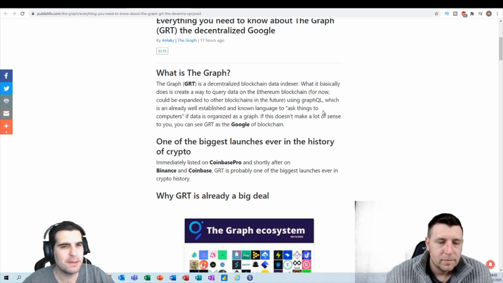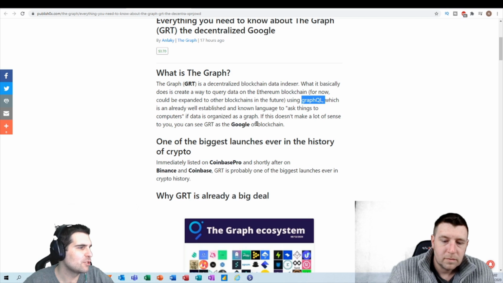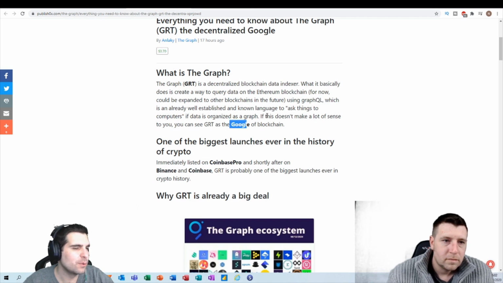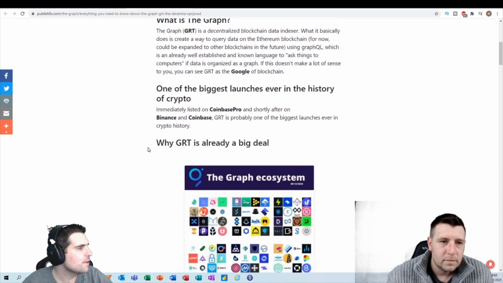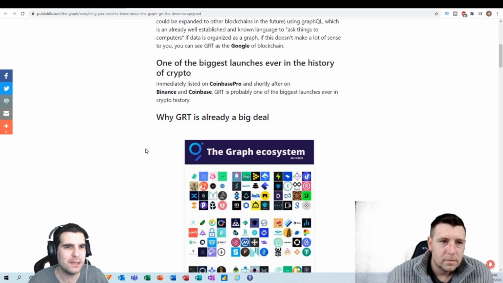Now, if that doesn't make a lot of sense to you, just think of it as basically the Google of blockchain. It is querying a blockchain in the same way that you could query Google. When you ask Google a question, you can just ask GraphQL a question, and as long as the data is organized in a way that GraphQL can read it, then you get an answer back. So absolutely fantastic.